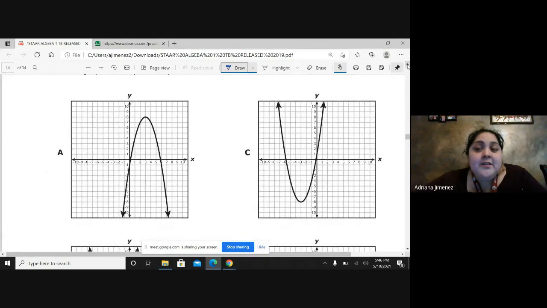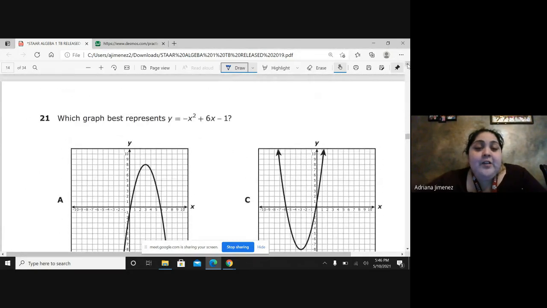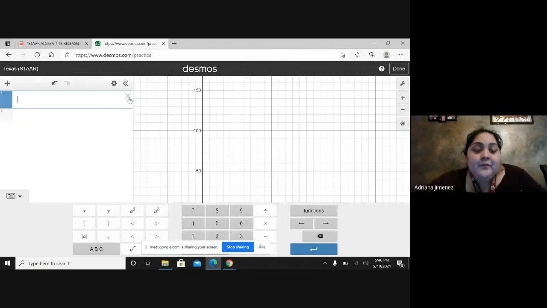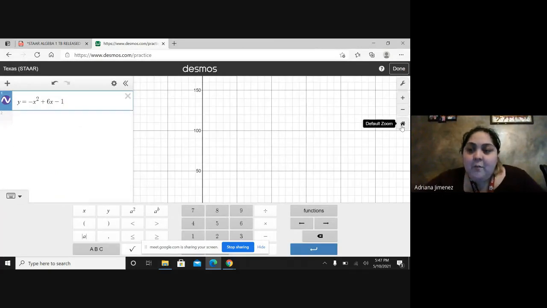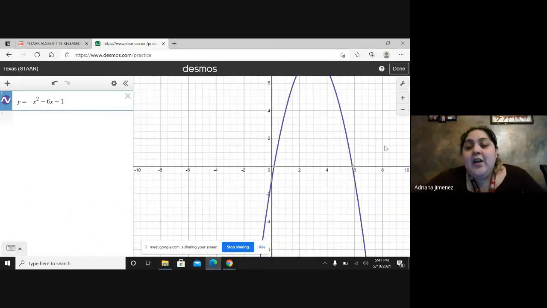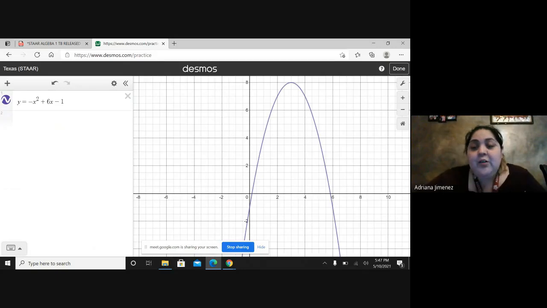Okay. So this one says best represents again. So we're going to type that equation in and see what we look for. So y equals negative x squared plus 6x minus 1. Okay. We're going to hit the home button. And here's our picture. We're looking for this one.